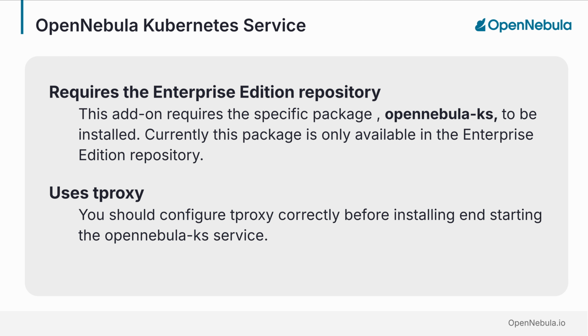To use this new functionality, you must install the OpenNebula KS package. For now, it's only available in the Enterprise Edition repository. This service must be installed and started. Before starting the service, it is mandatory to configure tproxy for OneGate. If it's not configured, the OpenNebula KS service will detect it and fail to start. Please refer to the official OpenNebula documentation for step-by-step instructions to configure and enable tproxy.